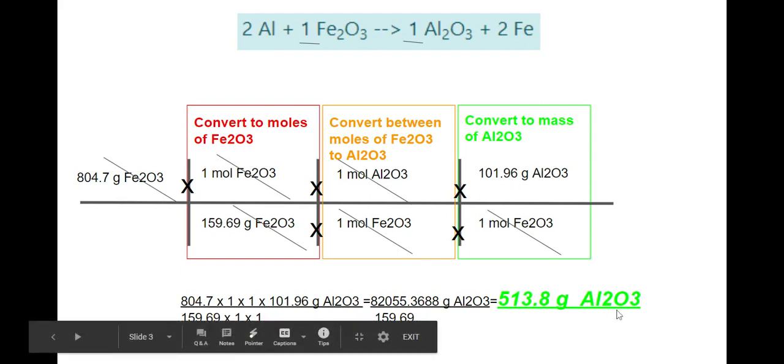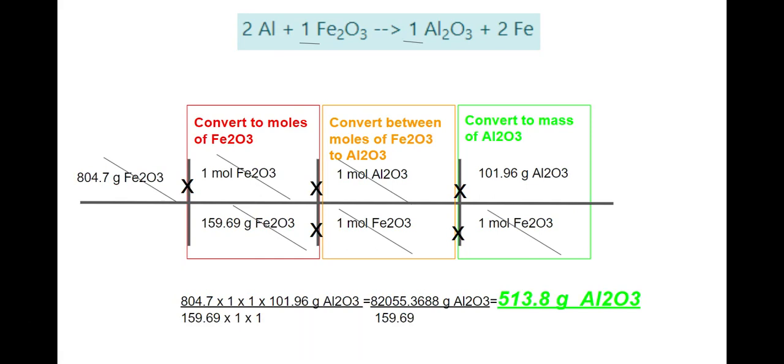So we multiply everything on top, 804.7 times 1 times 1 times 101.96 grams. That comes to 82,055.3688. Too many significant figures, but I kept all my digits. And I divide by 159.69 times 1 times 1, or just 159.69. And that gets me 513.8 grams of Al2O3, which is our final answer.